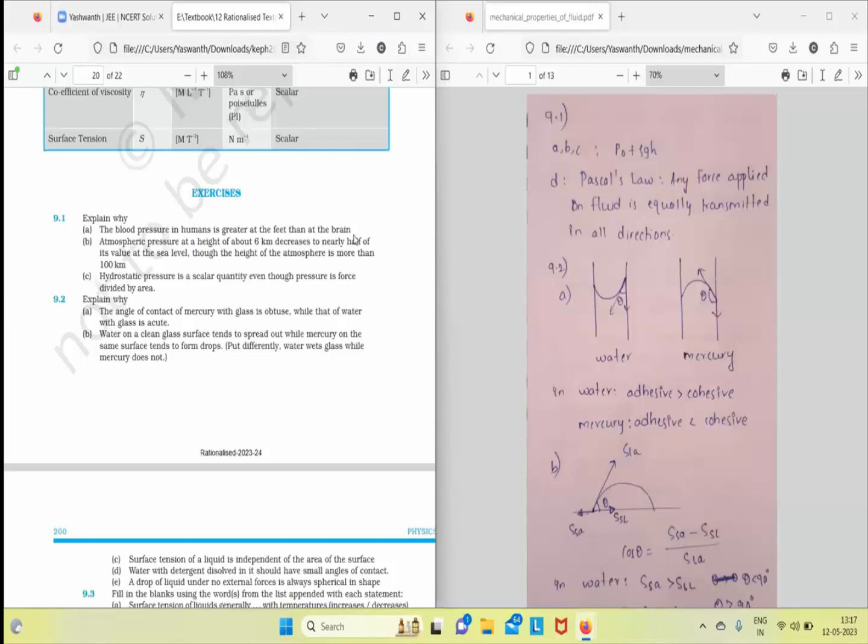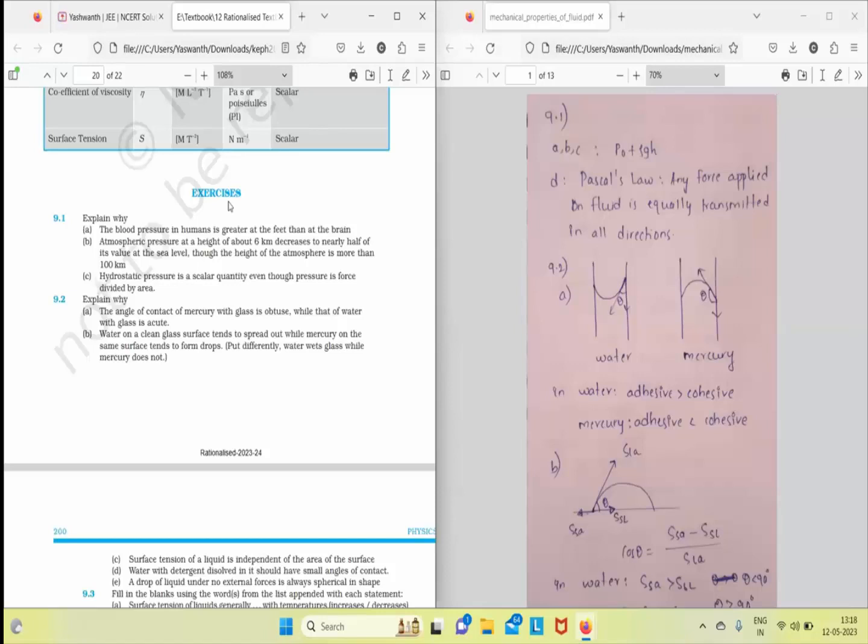And the second thing is, atmospheric pressure at a height of about 6 kilometers decreases nearly to half of its value at sea level, though the height of the atmosphere is more than 100 kilometers. So what he is saying is, atmospheric pressure at a height of about 6 kilometers decreased to nearly half of its value at sea level, though the height of the atmosphere is 100 kilometers.